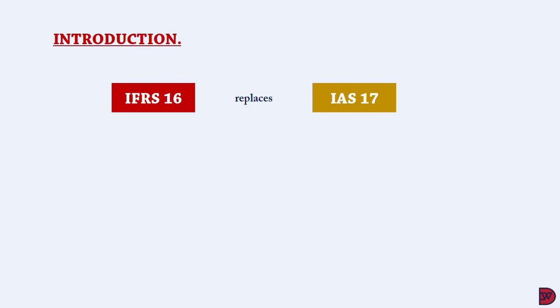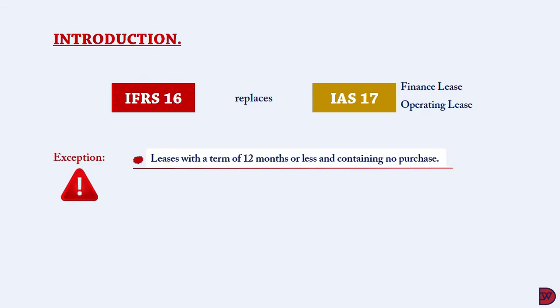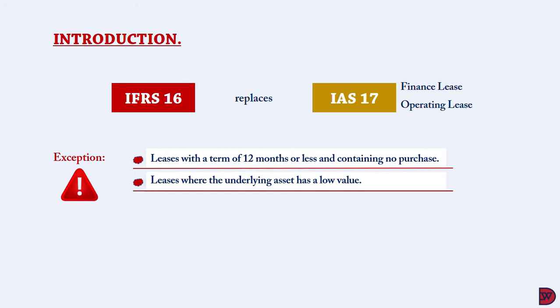Under IAS 17, leases are categorized into financing and operating. Now, the existence of operating leases means that significant amounts of leases were held off the balance sheet. So, with the introduction of IFRS 16, all leases are now brought onto the statement of financial position, with the exception of leases with a lease term of 12 months or less and containing no purchase options. And secondly, leases where the underlying asset has a low value when new, such as personal computers or small items of office furniture. Now, this election can also be made on a lease-by-lease basis.